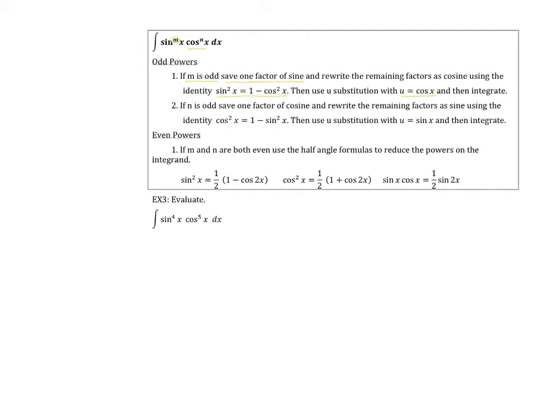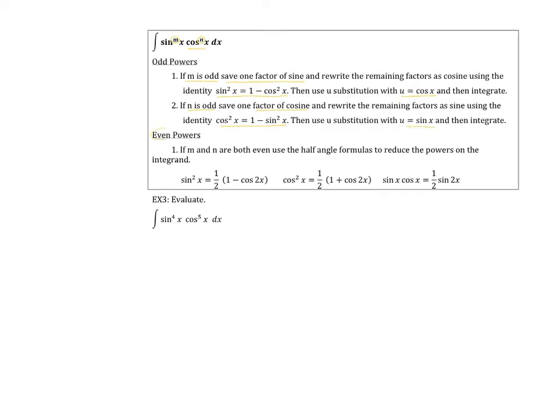If it turns out that the exponent n on cosine is odd, then you're just going to be saving one factor of cosine. The remaining factors will be even, and you can replace them all with 1 minus sine squared. So your u is going to be sine. That way your integral can be written in terms of only sine, right? And then that one factor of cosine that you pulled out will go away, because that will become your du.